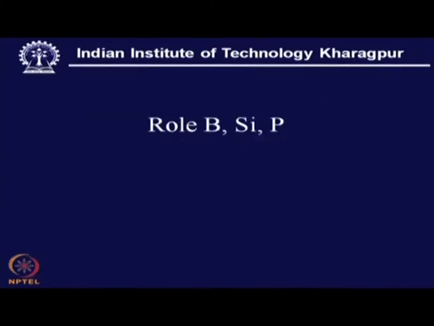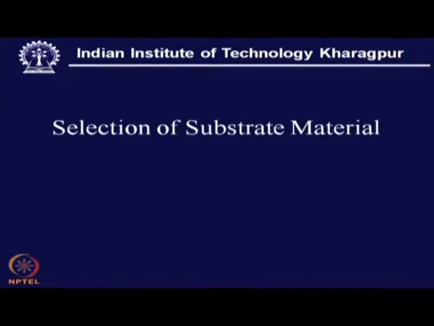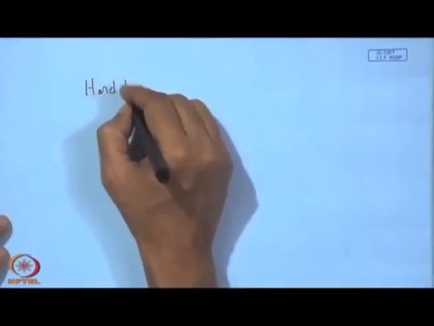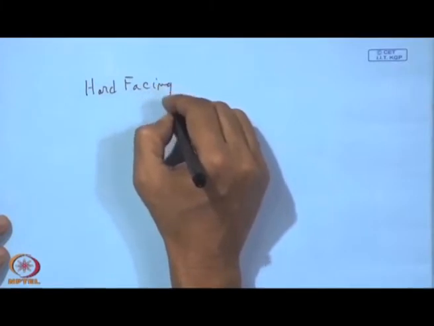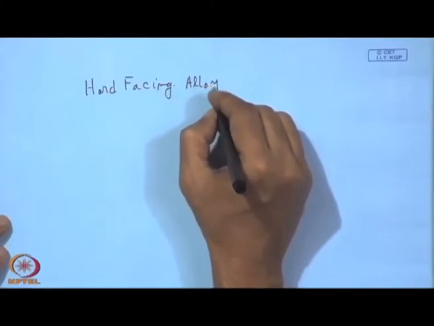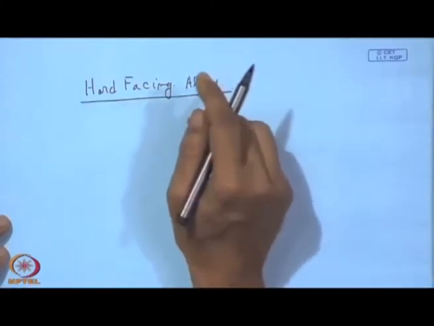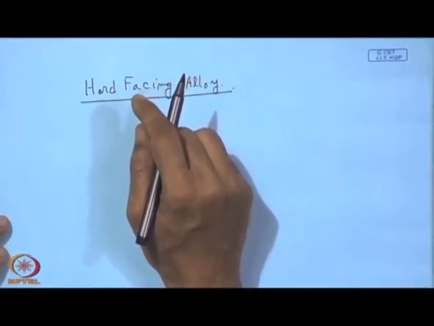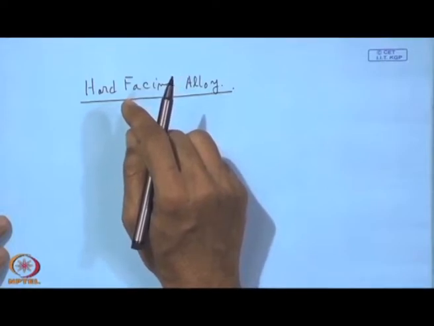Now, here what we can see is the use of the spray process for bonding of diamond grit. This is one of the very important and interesting applications of this hard facing alloy. So, this is a hard facing alloy to increase the hardness of the substrate, and it can be used in many implements or surfaces to have a coat of diamond particles. So, it becomes like an abrasive surface.